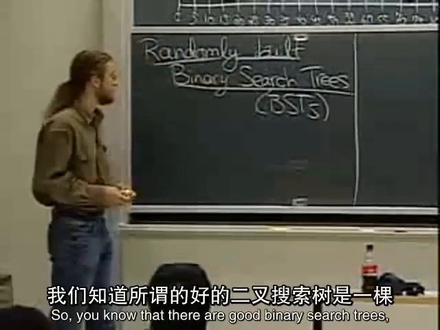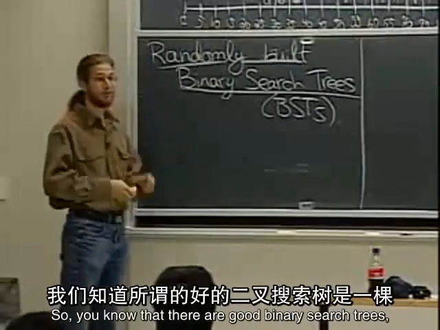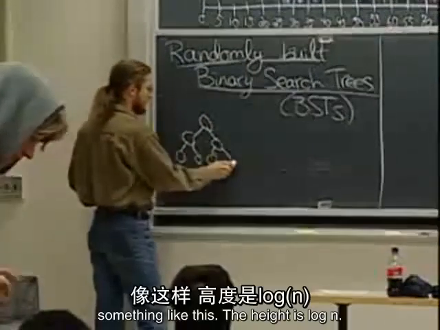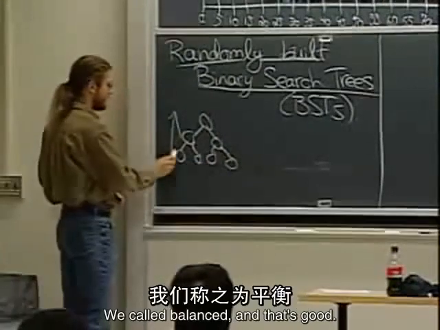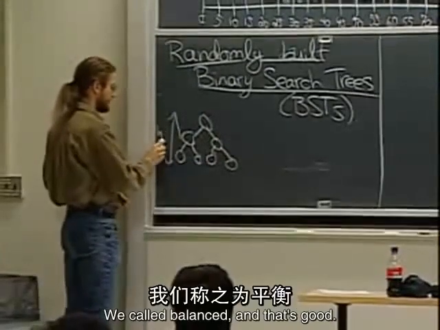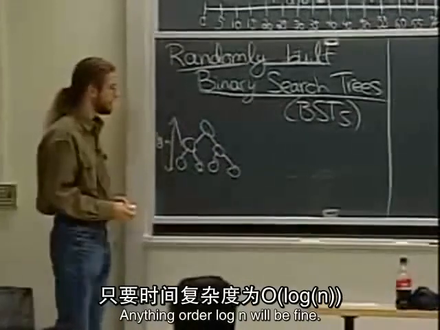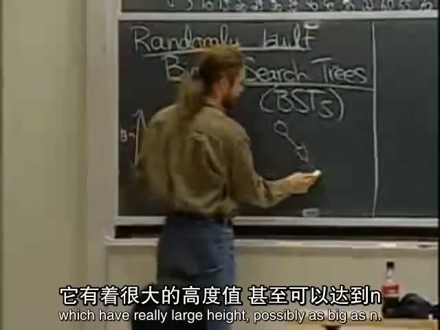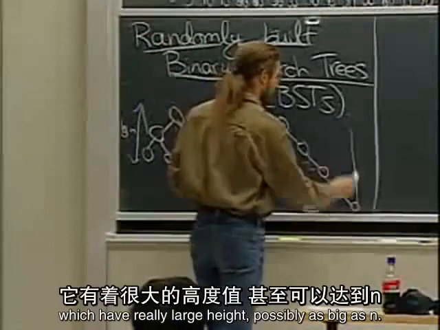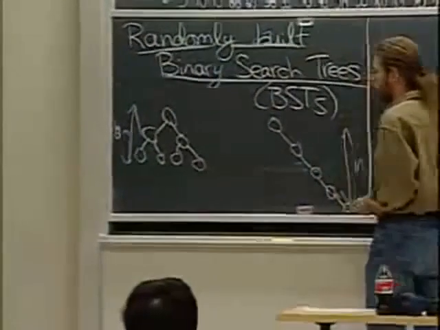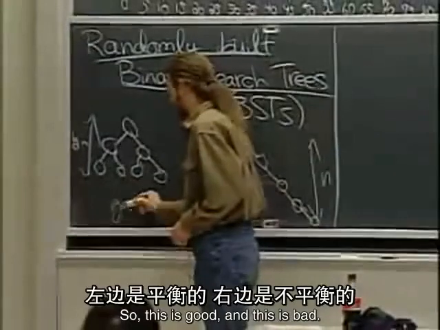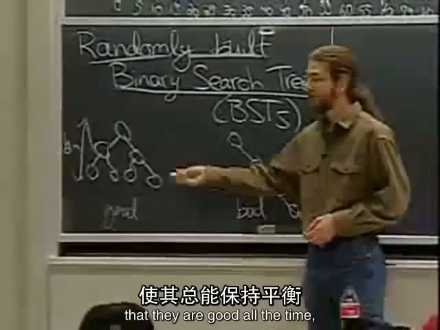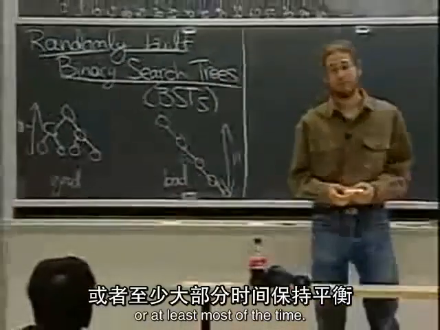make them good. So you know that there are good binary search trees, which are relatively balanced, something like this. If the height is log n, we call them balanced, and that's good. Anything order log n will be fine. In terms of searching, it will then cost order log n. And there are bad binary search trees, which have really large height, possibly as big as n. So this is good, and this is bad. We'd like to build binary search trees in such a way that they're good all the time, or at least most of the time.